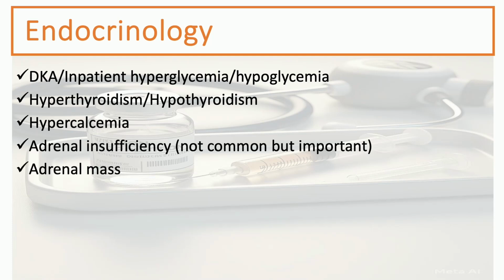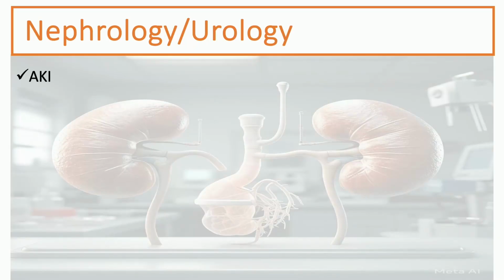And then you will encounter a patient who had imaging of the abdomen, and then they discovered they have an adrenal mass. So what test to order for that, and how to approach a patient with an adrenal mass. That's also very important. Nephrology and urology: acute kidney injury, or AKI, probably the most common complication that you might see related to the kidneys in the ward.